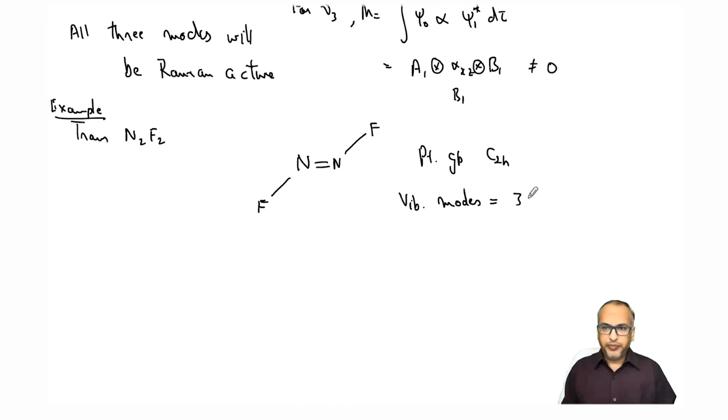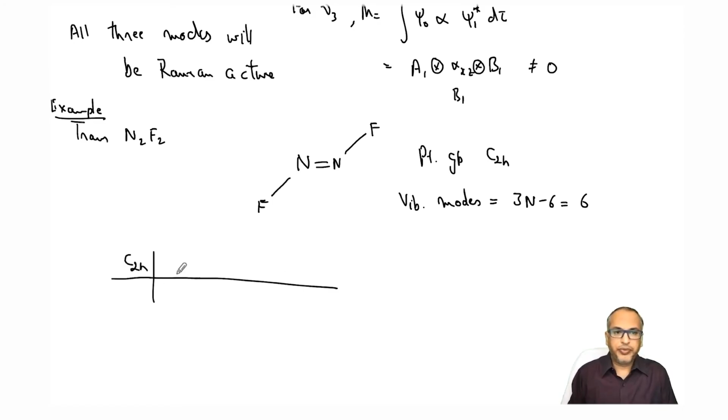So this will be 3n minus 6. This will be 6, right? N is 4. So 4 times 3 is 12, and then out of 12 you have 3 translational, 3 rotational. So you are left with 6 vibrational modes, right? So okay, let's try to find out what are those 6 vibrational modes.